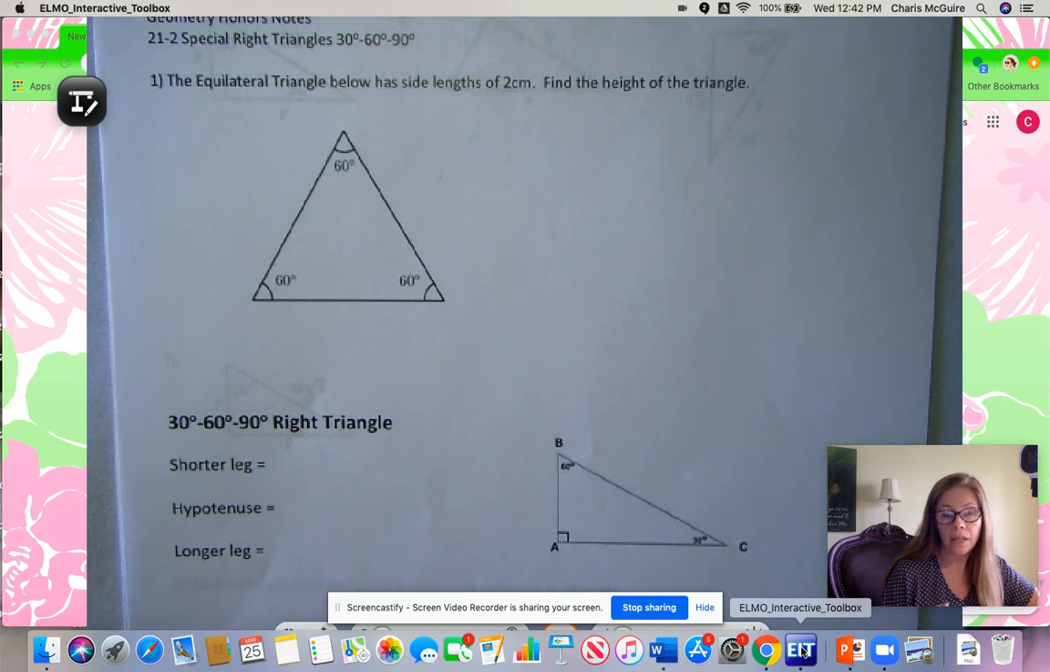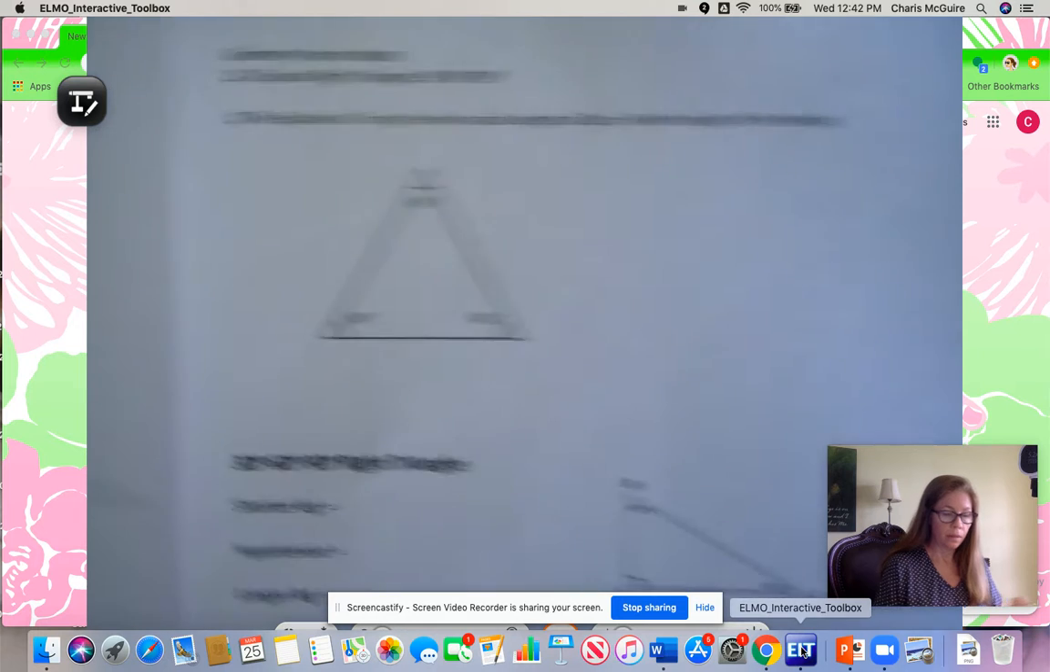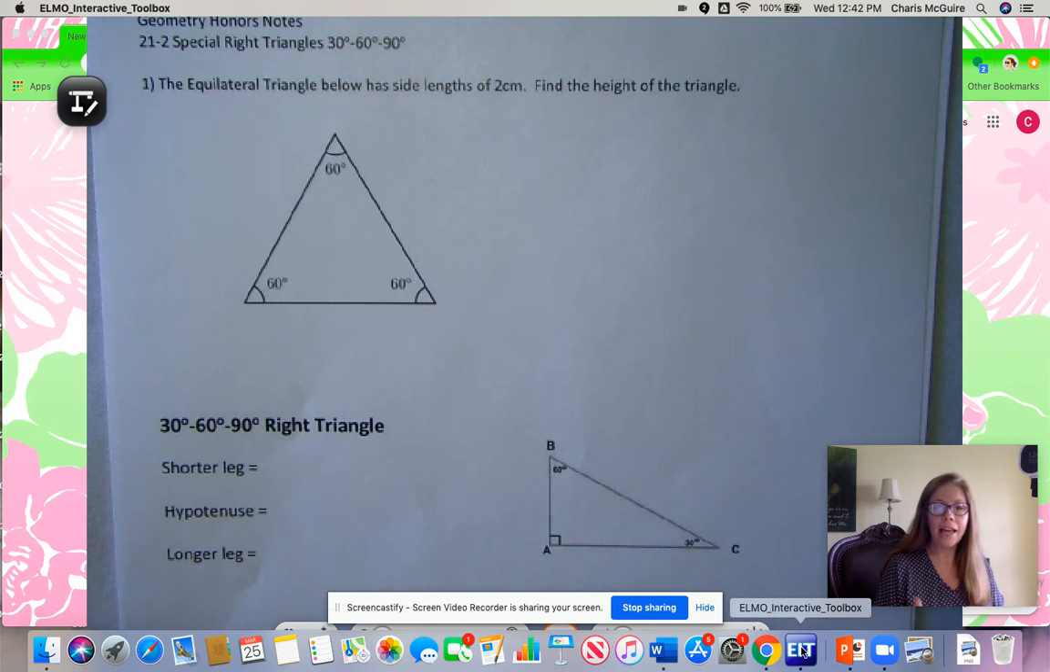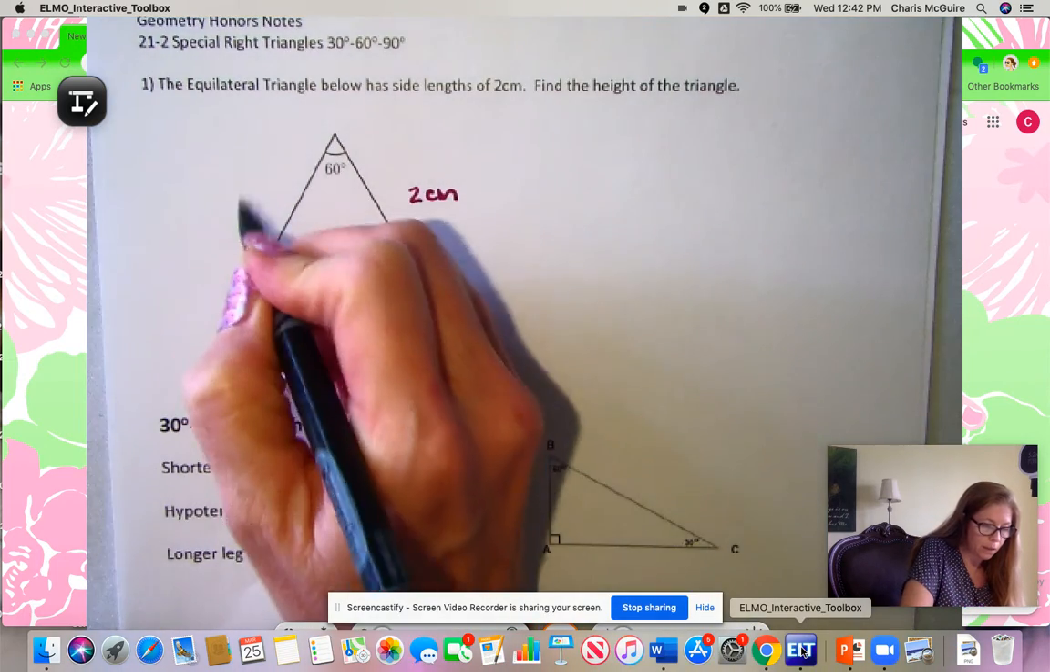And so I'm going to give you just a moment to see if you can find the height. Go ahead and see if you can find the height on your own. All right, so let's see how you did. So first of all, I already put the degree measures in there, right? Equilateral triangles, the angles are all congruent and the sides are all congruent. So every side is 2 centimeters.